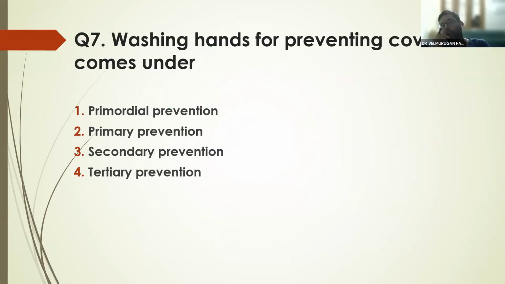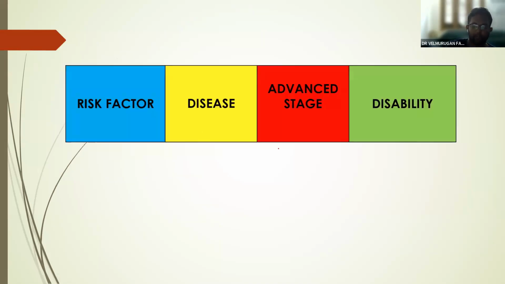The next question: washing hands for preventing COVID-19 comes under what type of prevention? Here, the mistake most of you make is to put primordial instead of primary. But the best answer is primary. I will tell you why. The best answer here is primary. Why it is not primordial, I will tell you.